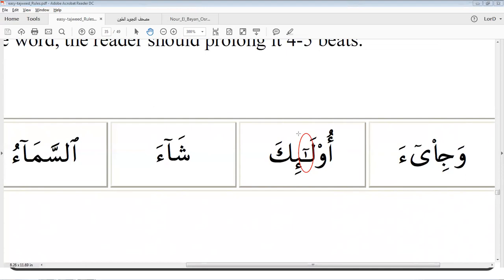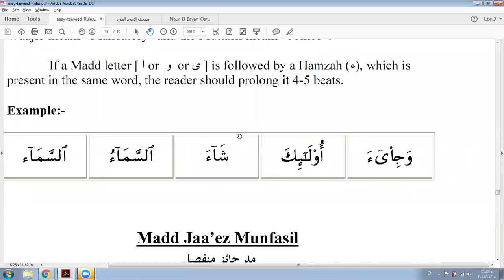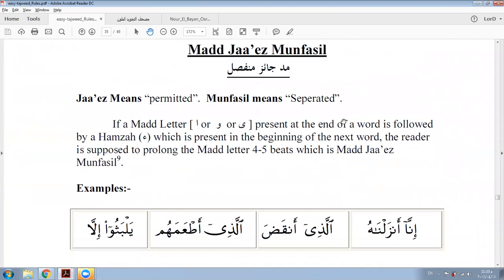And it's mandatory. It's mad wajib muttasil. Muttasil means joined, and wajib means mandatory. Mandatory, you have to do it. You don't have a choice. When you see it like that in the same word, you have to do it, 4 or 5 beats.